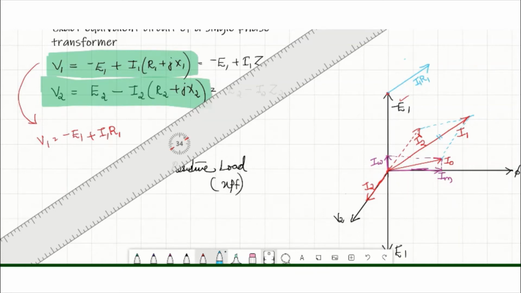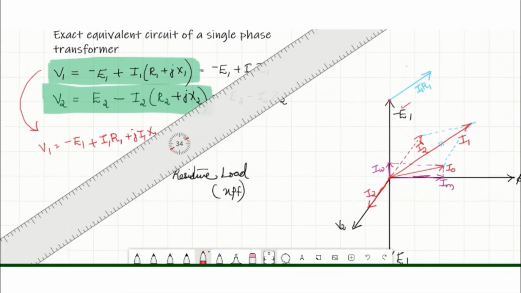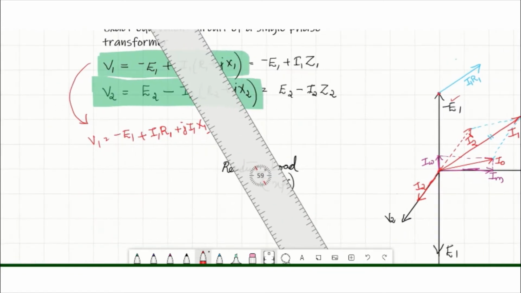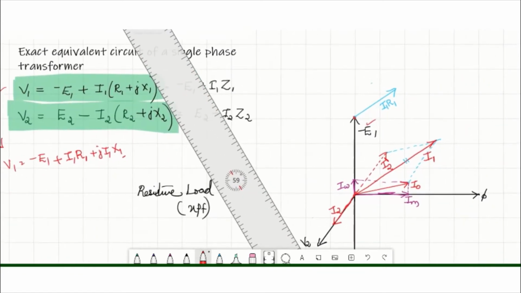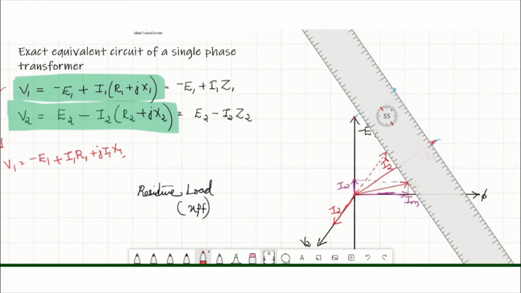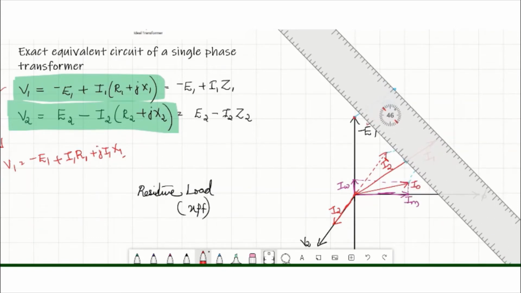Then consider the equation V1 is equal to minus E1 plus I1 R1 plus j I1 X1. This j is for representing 90-degree phase shift. Voltage drop across the inductor will lead the current by 90 degree. So I1 into X1 will be in perpendicular with I1. So draw I1 into X1 in perpendicular with I1.